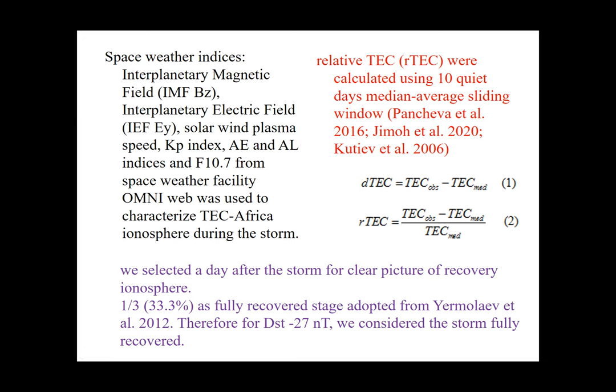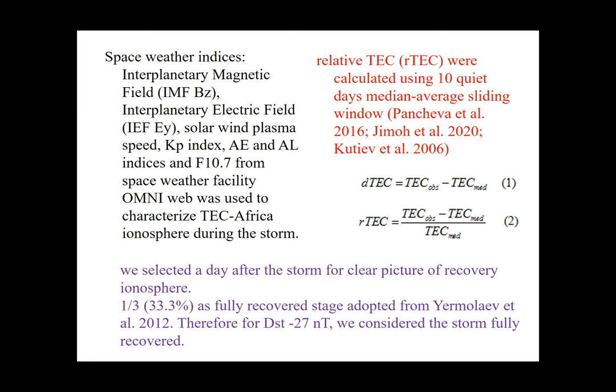So here you can see the equation to get the ROTEC. The ROTEC is TEC observed minus TEC median, divided by TEC median. The TEC observed is the main storm day, which is the 27th of August, and the TEC median is the sliding median of the 10 quietest days that we have selected. So we selected days after looking at the 27th, and also to have a very clear picture of the recovery, which is our major interest.